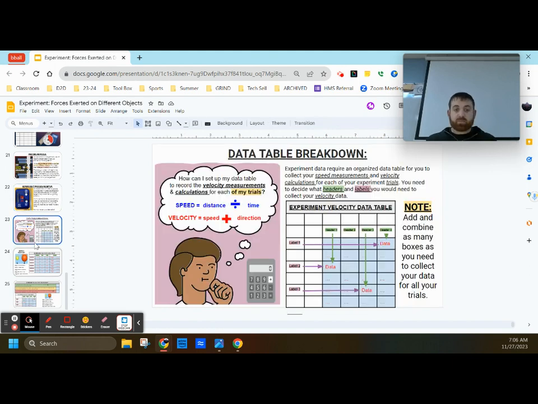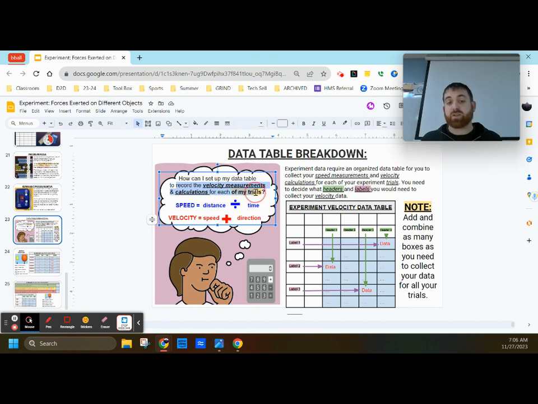Well, we've got to ask ourselves, when we're thinking about setting up our data table, what sort of things are we going to record? We know that we're going to record some velocity measurements, some calculations, and we're going to have a lot of trials. So thinking about our equations, thinking about how we've run our experiments, we need to create a data table that is organized for you to collect all of these different speed measurements and velocity calculations for all of your trials. Now, when you set up a data table, you have to decide what your headers and labels will be within your velocity data table.